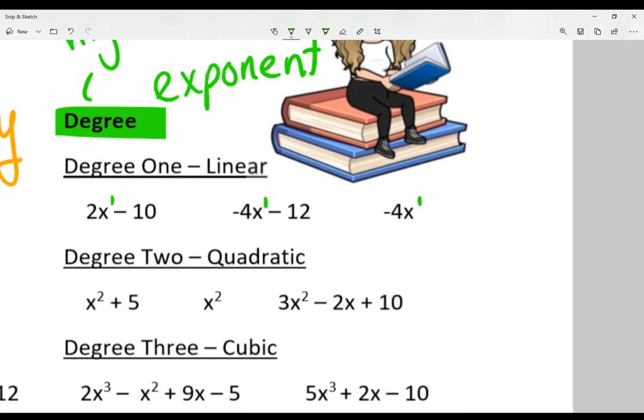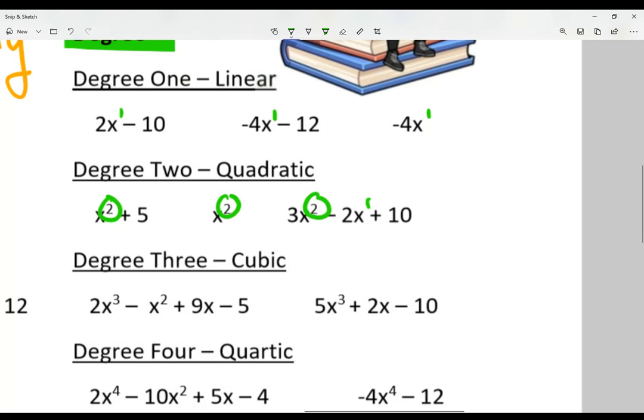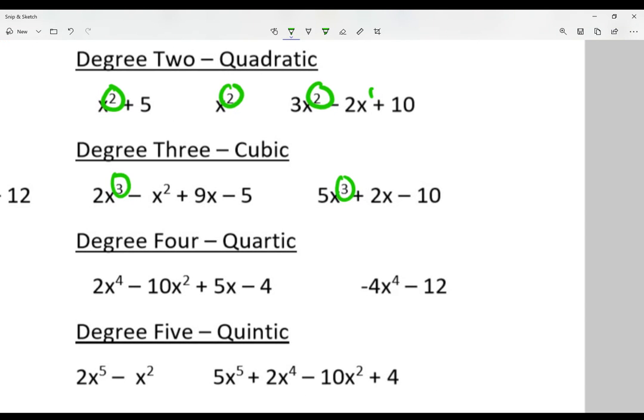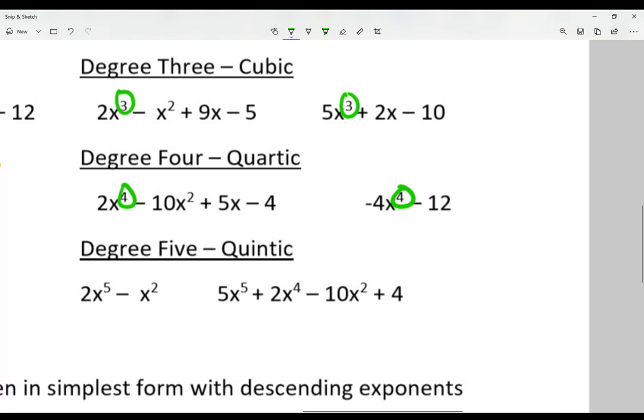We call it linear. If the biggest exponent is a 2, as you can see, 2, 2, 2, even though there's a 1 here, 2 is bigger, so we look at the 2. If the highest exponent is 2, it's quadratic. If the highest exponent is 3, we call it cubic. If the highest exponent is 4, we call it quartic. And if the highest exponent is 5, we call it quintic.